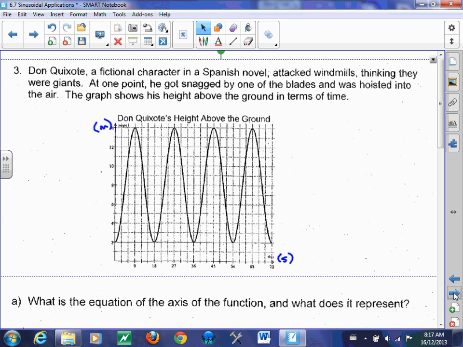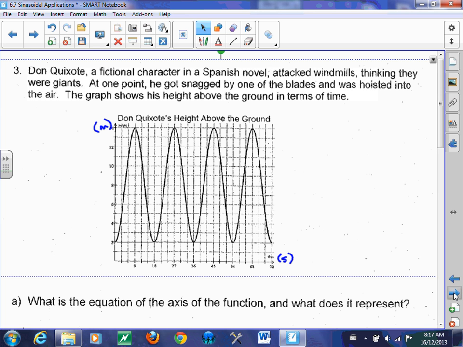Oh, poor Don. Don is a fictional character in a Spanish novel, and he likes to attack windmills, thinking they are great giants. At one point, he got snagged on one of the blades and was hoisted into the air. The graph shows his height above the ground in terms of time. So, ladies and gentlemen, the function is explained by a graph. So from that, we're going to try to find our A, K, C, and D, or whatever information we can to help us get that. And then that'll help us to get to an equation.